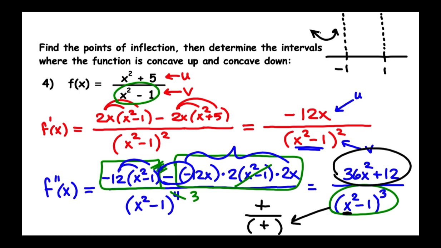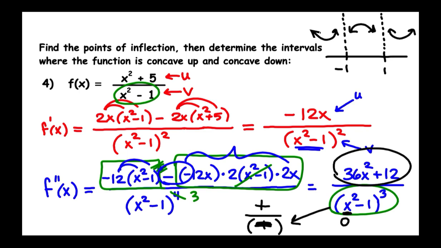Actually, the same thing happens if you go to the right-hand region and you try positive 2 in there, you're going to get the same thing. 4 minus 1 is 3 to the 3rd. So that's also concave up. It's when you go into the middle and you try something like a 0 in here. 0 squared minus 1, that's negative 1 to the 3rd. That is negative. That is going to be concave down. And so you do have points of inflection at negative 1 and at positive 1.